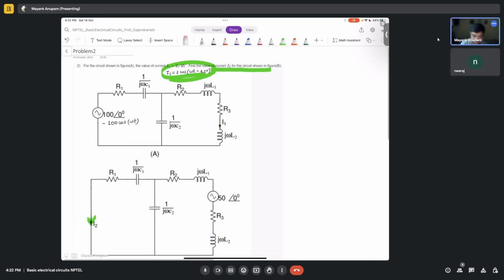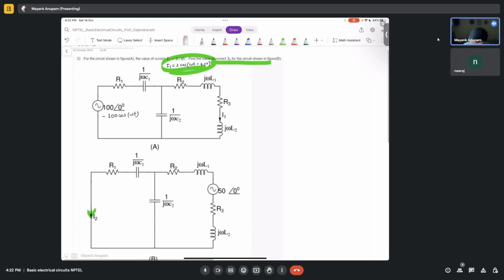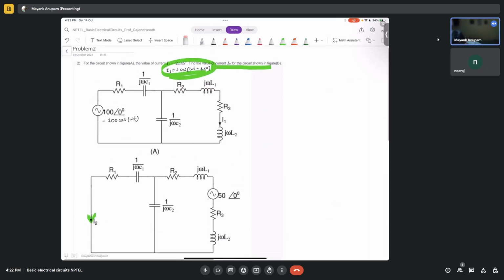Is it? Do you need to calculate? Yeah, you need to calculate the transfer function. Yes, you need to calculate what is the transfer function between this point, this voltage source, this voltage, to this current, right? You need to have an idea of the transfer function, isn't it?